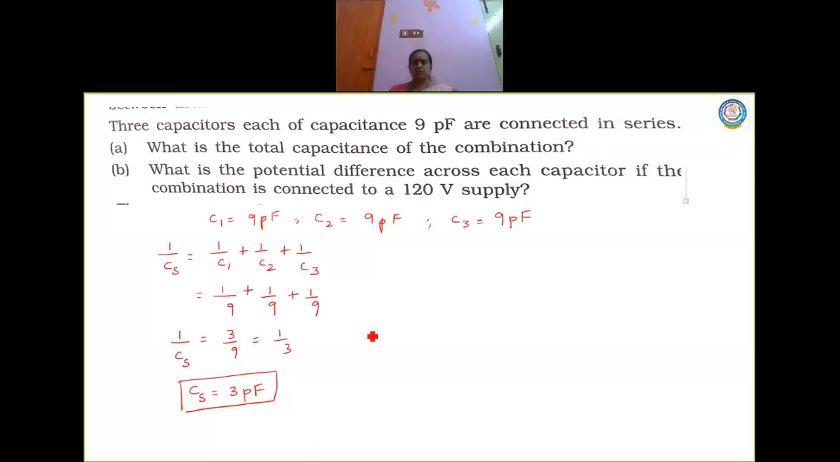That is the total capacitance of the combination. Now the next question is, what is the potential difference across each capacitor if the combination is connected to a 120 volt supply?